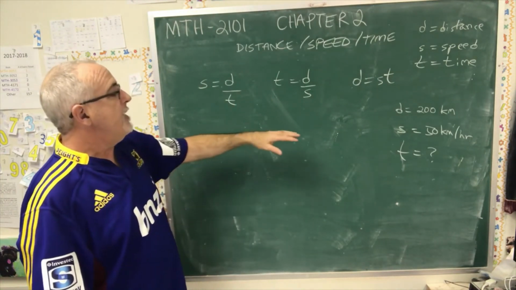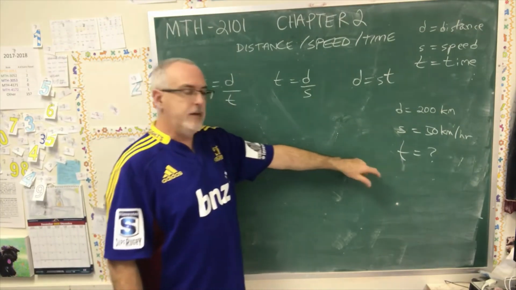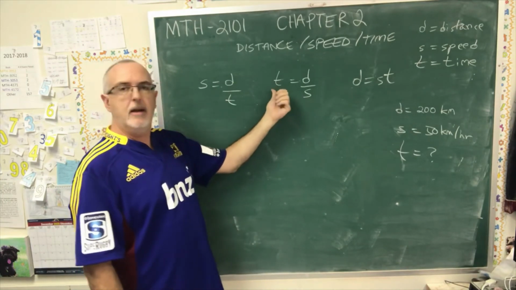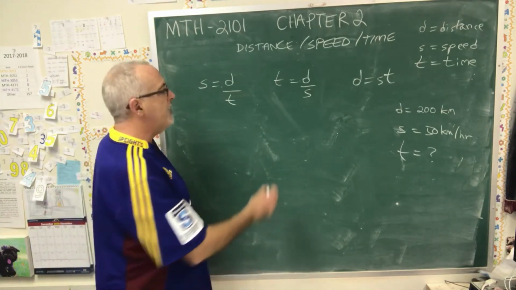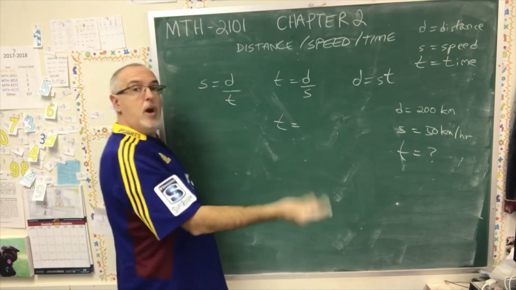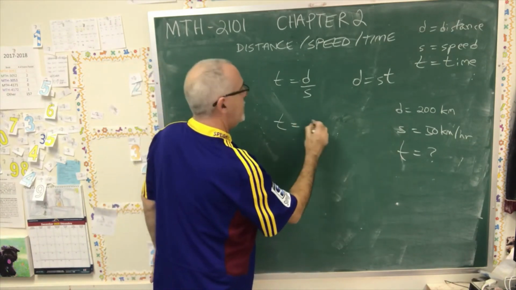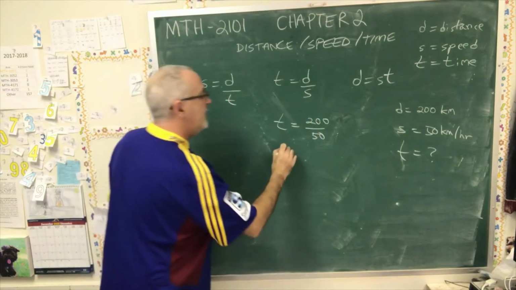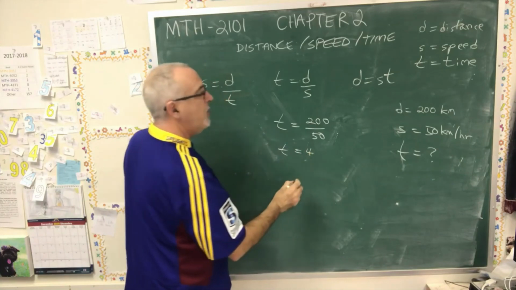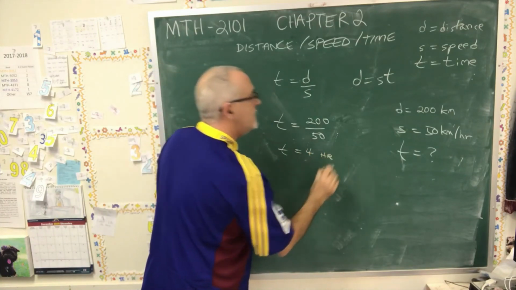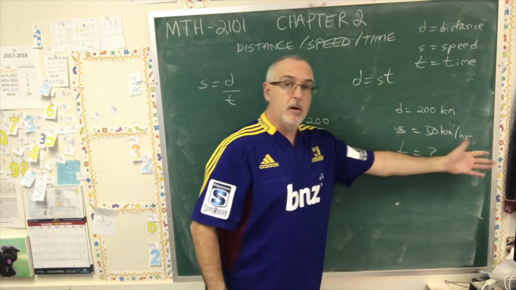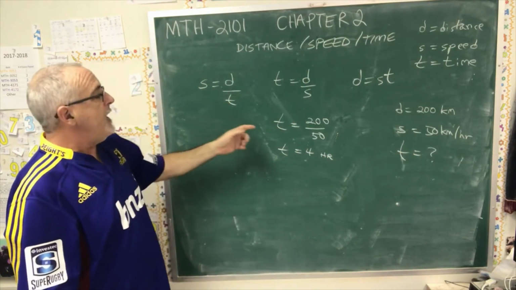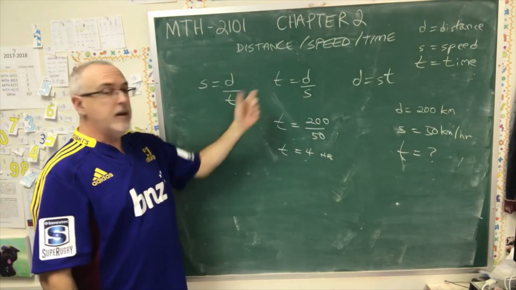The most intuitive thing to do is to say, since I'm looking for the T, I want to use this version of the formula because it already has the T isolated on the left, and that is more convenient very often. So I keep the T as a T because I don't know it, and I replace the D with the 200 and the S with the 50, and now I have a quick simplification to do. T equals 200 divided by 50, which is 4. It has to be hours because the speed was given in kilometers per hour. So it will take me 4 hours to do this trip. I've answered the question. It was most convenient to have the T isolated on the left to do that.